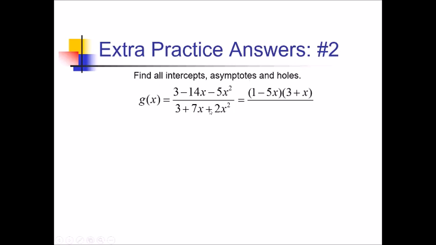Let me move down to this one here now. So I know I need a 1 and a 3 to get this 3, and an x and a 2x to get this x, and thankfully they're both going to be positive.